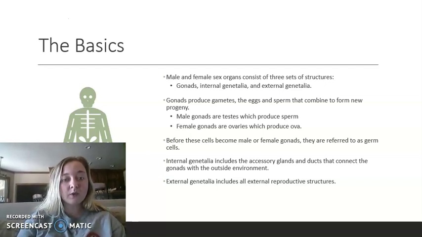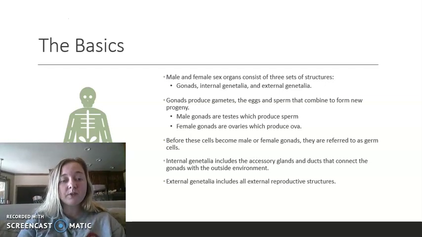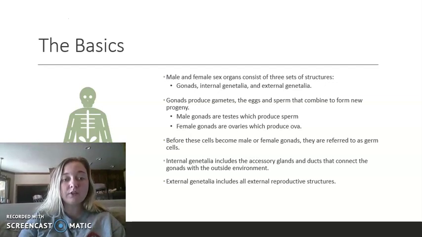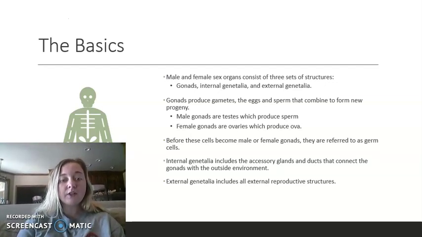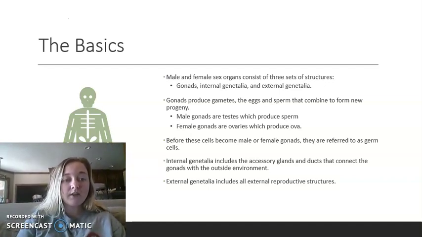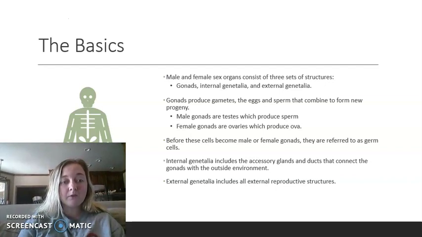Male and female sex organs consist of three sets of structures: the gonads, internal genitalia, and external genitalia. The gonads produce gametes. The male gonads are testes, which produce sperm, and the female gonads are ovaries, which produce the ova. The combination of sperm and ova are what give rise to future progeny. However, there is a time when these cells cannot yet be differentiated as male or female gonads and are simply referred to as germ cells.